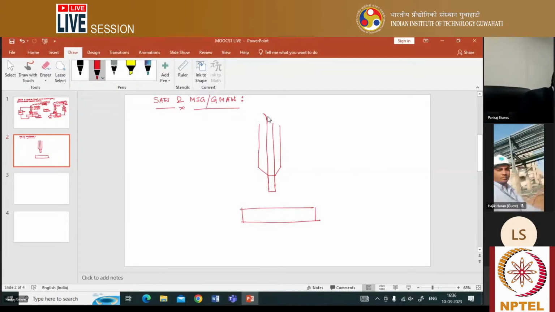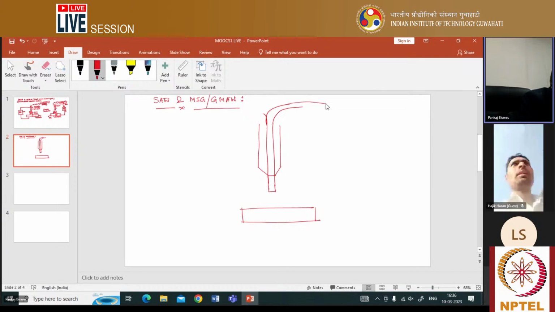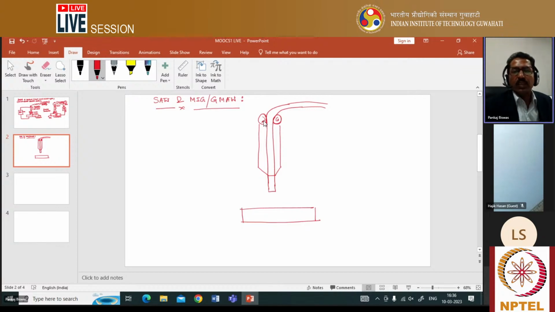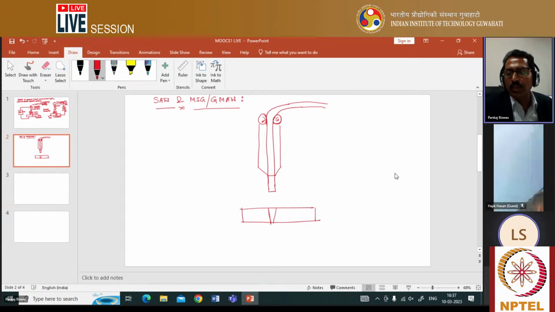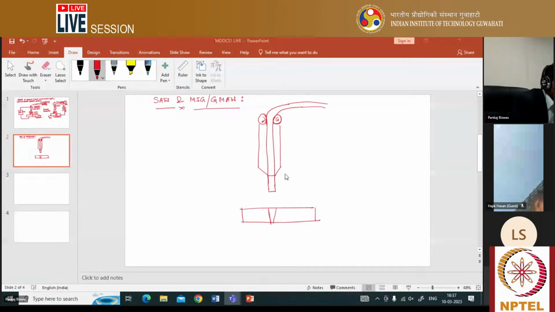You see this electrode is coiled in a spool. From there, there is a feeding mechanism, by which the electrode is continuously fed to the weld pool region. Correct? Lakshmi, am I audible? And am I visible? Yes, sir. Fine, now it's fine.